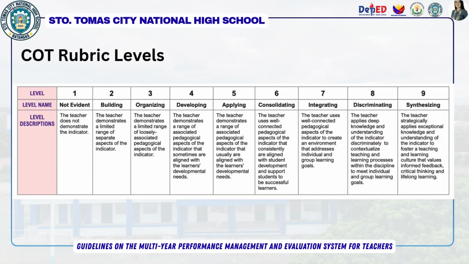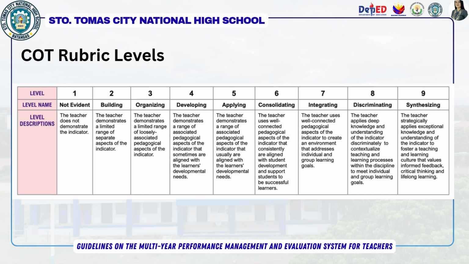Now let's look at the language of the rating itself. The COT uses a 9-level rubric to describe the quality and depth of teaching practice demonstrated by the teacher. The levels range from 1, not evident, where the teacher does not demonstrate the indicator, all the way up to 9 or synthesizing, which represents exceptional practice where the teacher strategically applies knowledge and understanding to foster a culture of critical thinking and lifelong learning.